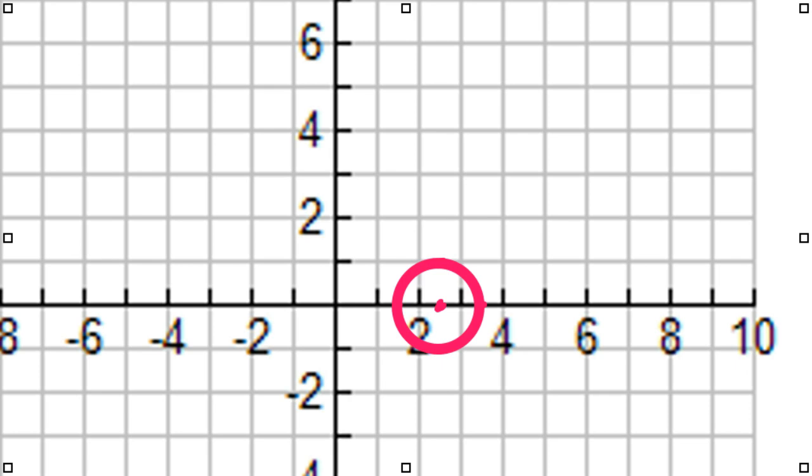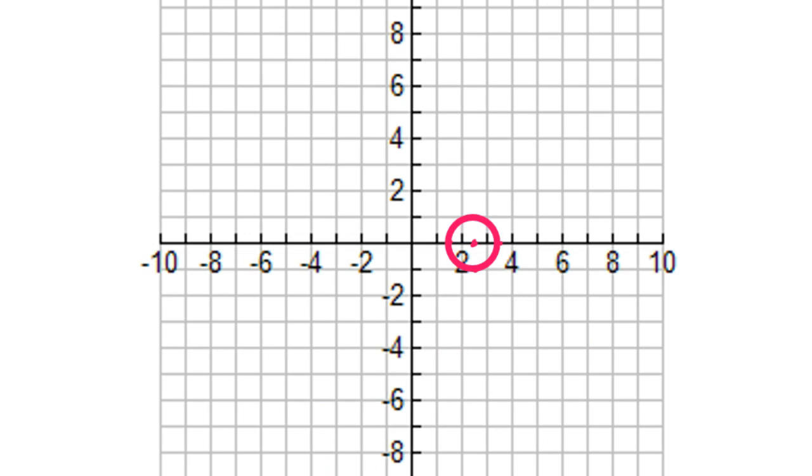Now, isn't that the cutest little circle you've ever seen in your life? Aww.